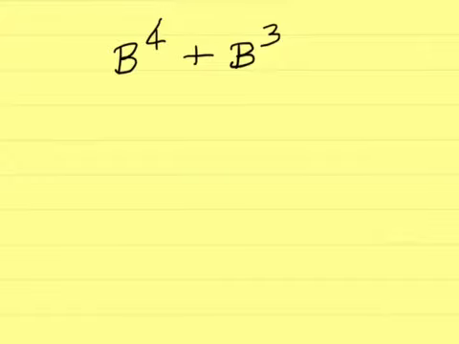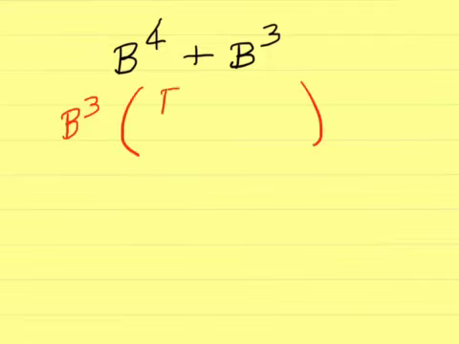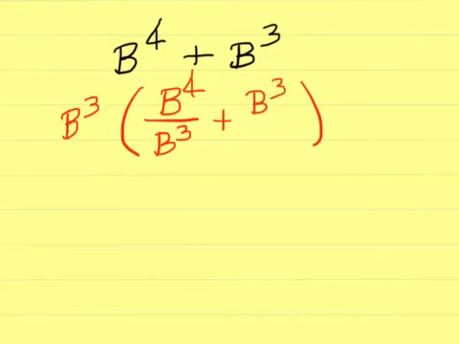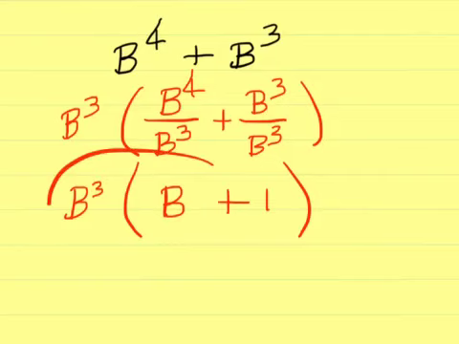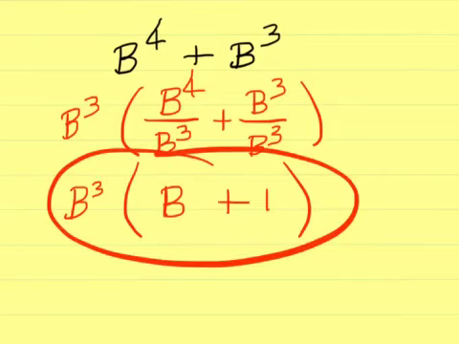The solution here for the practice problem, b to the third is the highest that you can take out. So divide b to the third into these two terms and then simplify. You'll have b plus 1. So the final answer is here.